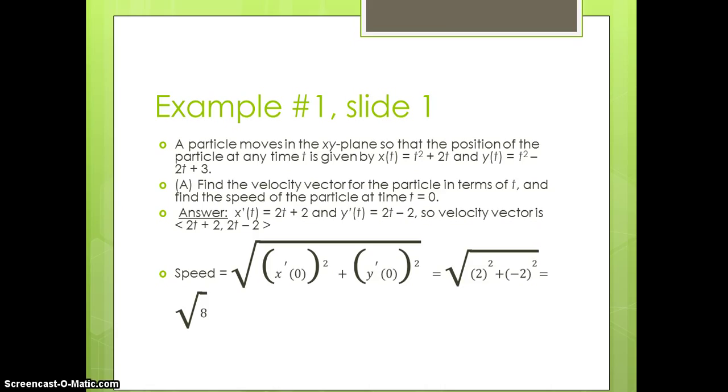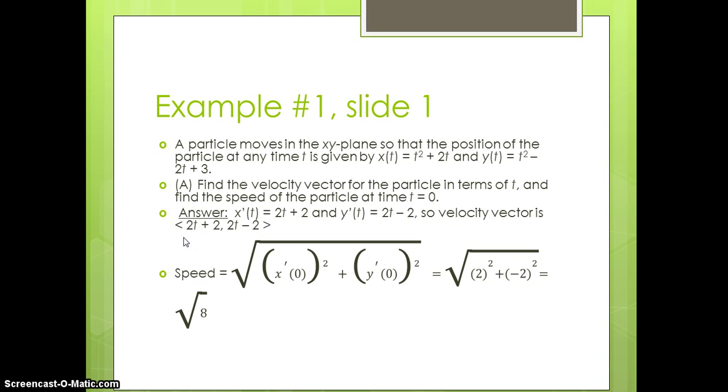So the velocity vector will have two components. It'll have an x component, just like our parametric equations, and a y component, found by taking the derivatives of each of those pieces. In our case, the derivative of the x(t) part is 2t plus 2, and the y(t) part's derivative is 2t minus 2. And so we put that into our vector form.